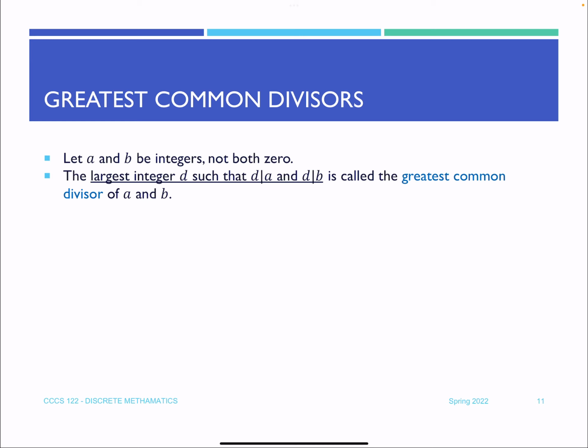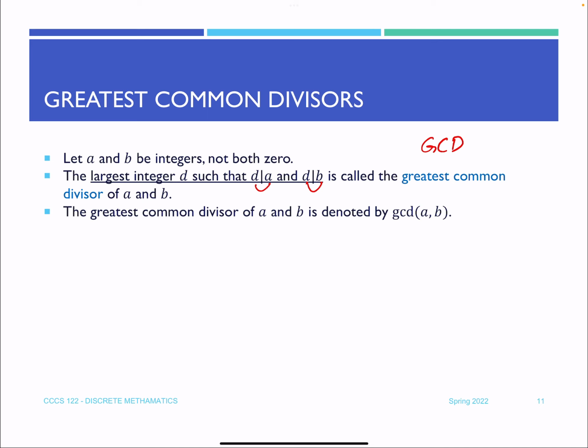Okay, now let's talk about the greatest common divisor. Let's go through this a little more quickly. So let A and B be integers again, both not 0. The largest integer D that divides A and also divides B is called the greatest common divisor, commonly abbreviated as GCD. And that's also written in function form, like this: the GCD of A and B.